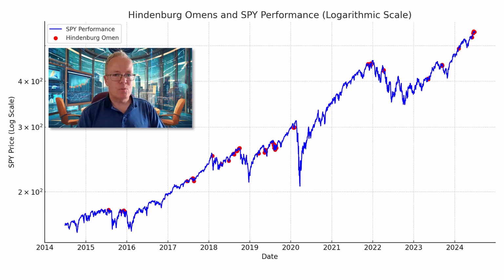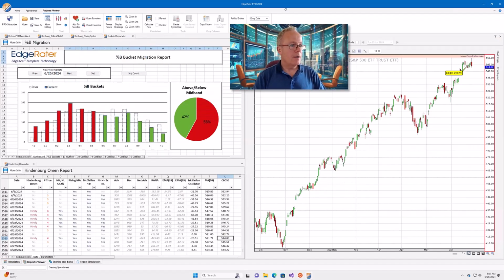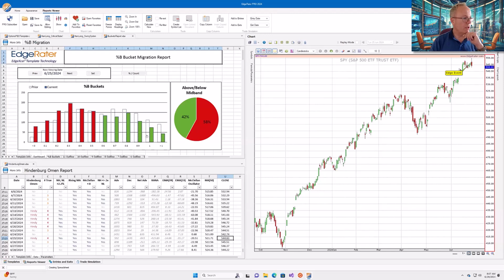And so that's why we need to pay attention to when they start appearing. So with that, I thought I would just go over to EdgeRater. The other thing we look for with a market breadth type of analysis is to see where stocks in the S&P 1500 are in relation to their Bollinger Bands. And we have this report called the Percent B Buckets report.